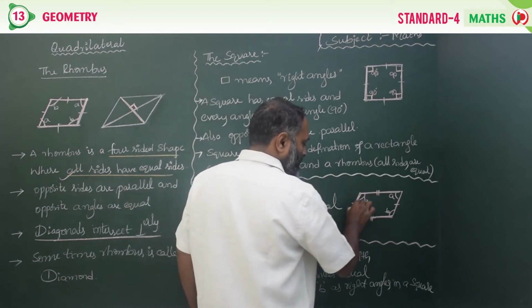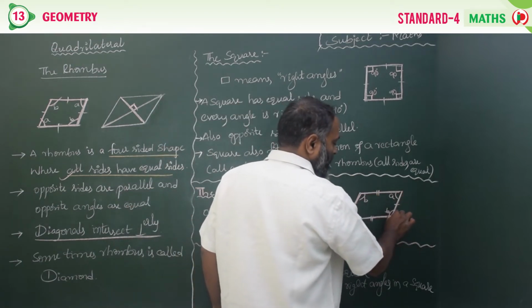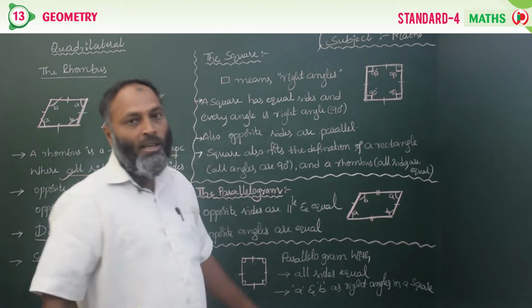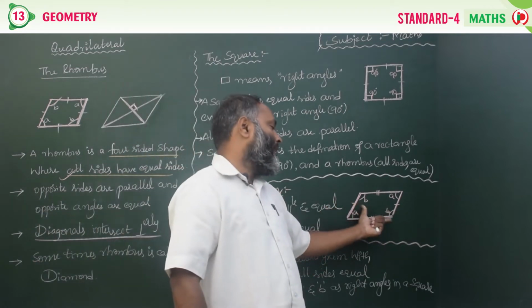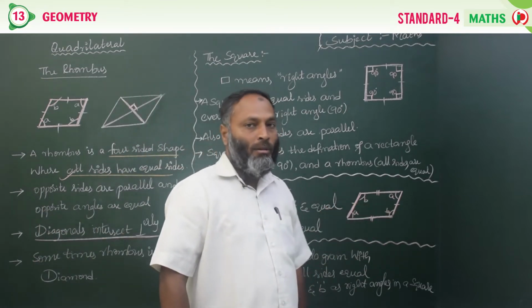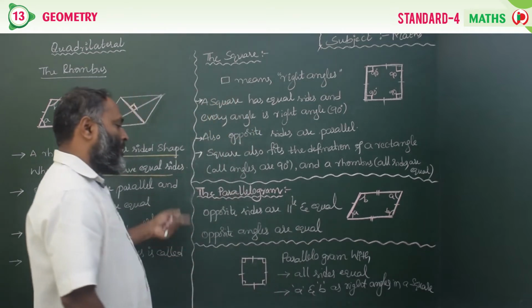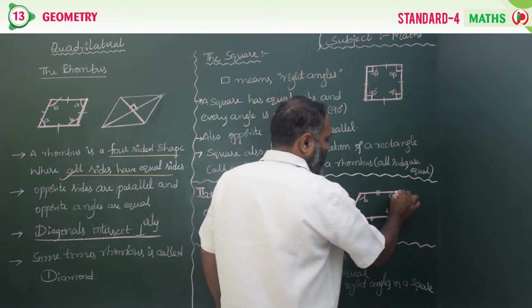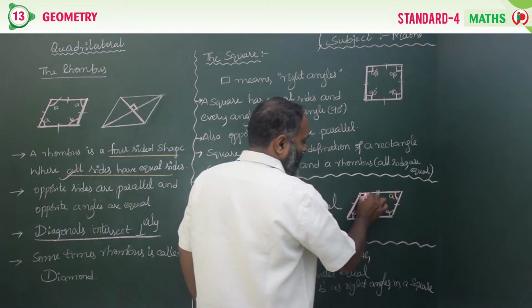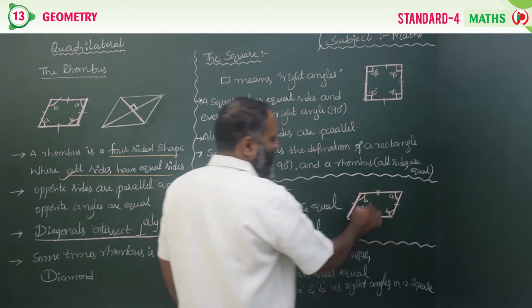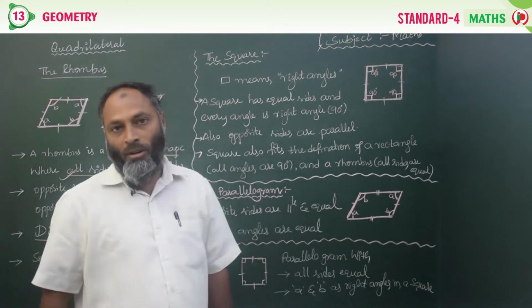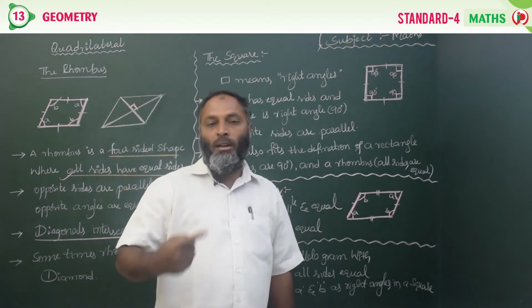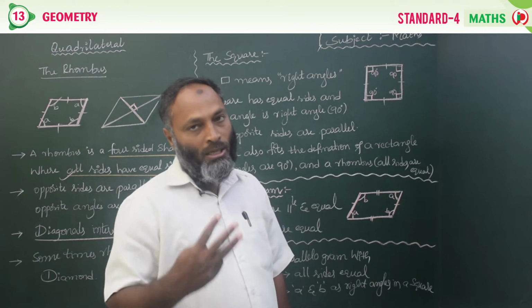And so these two are parallel sides and opposite sides. So opposite sides are parallel and equal in a parallelogram. Now opposite angles are also equal. Angle A and angle A, these two are opposite angles, they are equal. B and B, these two are opposite angles, they are equal. In a parallelogram, opposite sides are parallel and equal and opposite angles are equal.